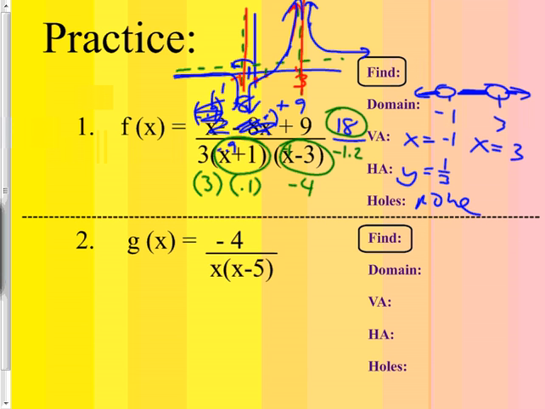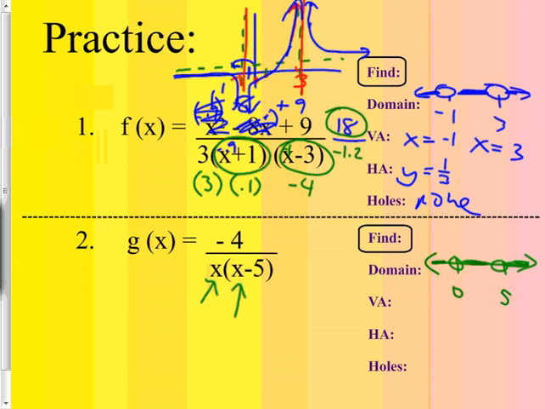Domain. Everything works except what? It's kind of the way I like to start. And looks like 0 and 5 are both going to cause problems. It can't be those two, can be everything else. Raise your hand if you had the right domain. All right, good. Then on to verticals.